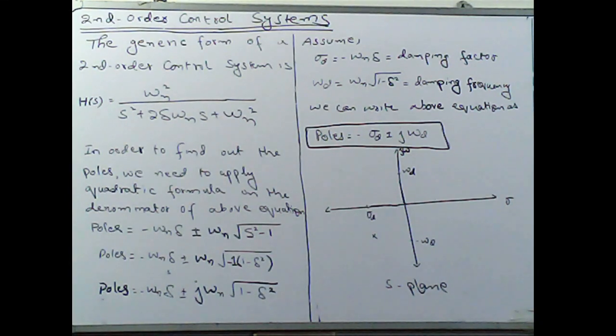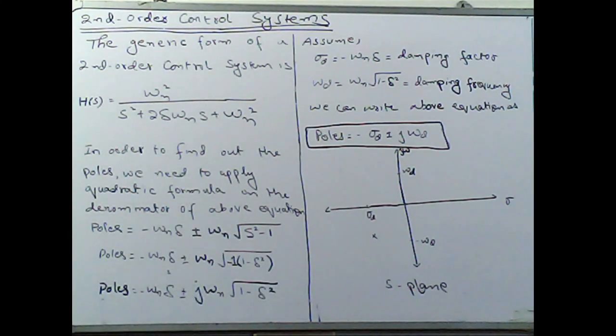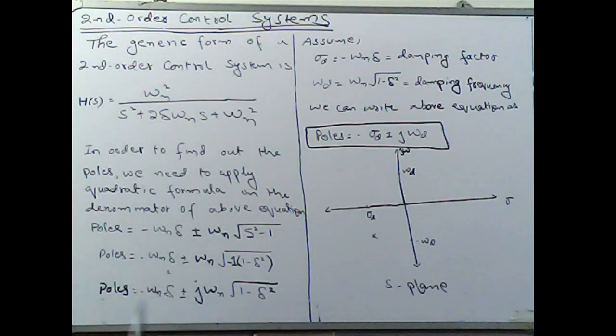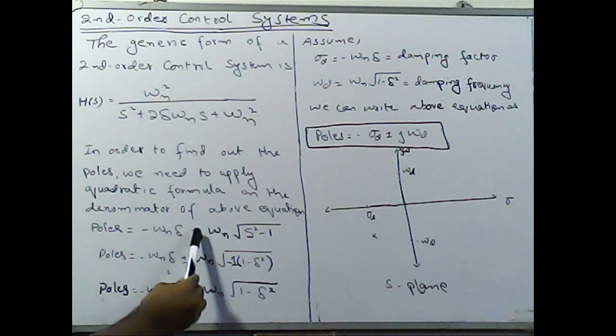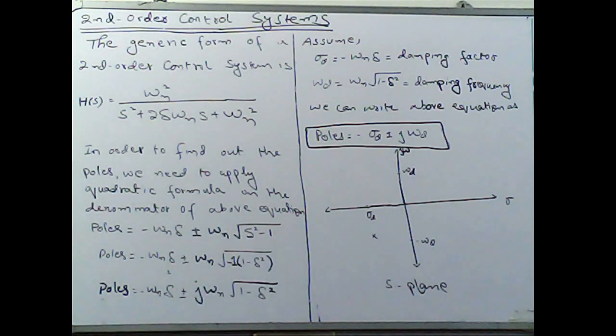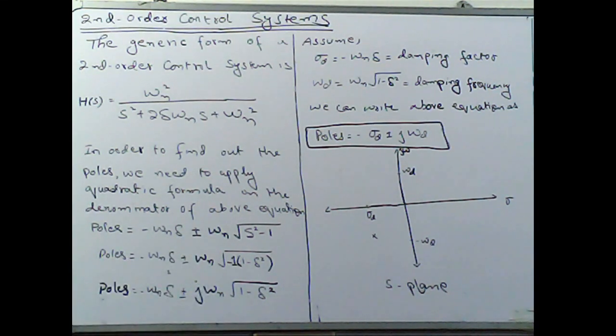So, first of all, we need to find out the poles of this transfer function, and for that we'll apply the quadratic formula to this denominator term. This is also your characteristic equation. After applying the quadratic formula, we come up with two poles of this transfer function, which are given here. The poles are minus omega n zeta plus or minus omega n under root zeta square minus 1. So we have two poles here, one with the positive sign and one with the negative sign.